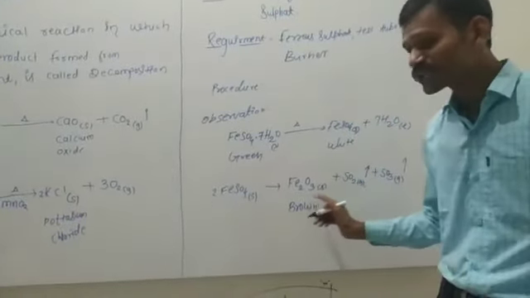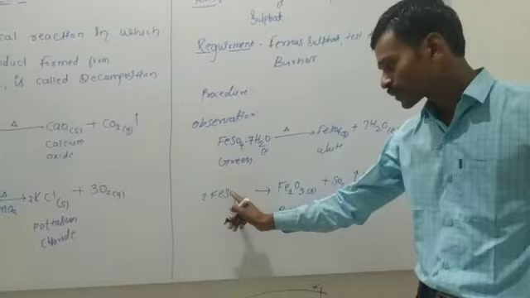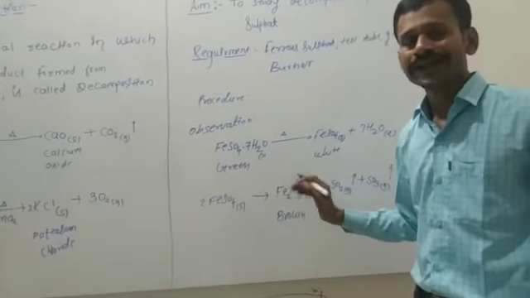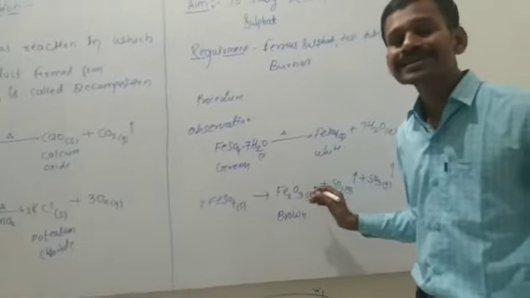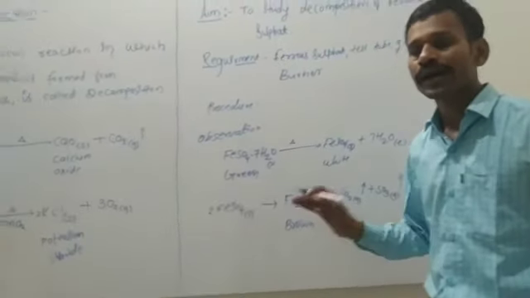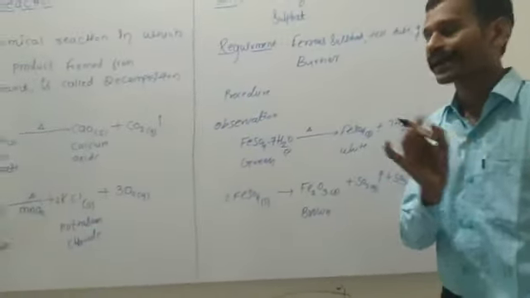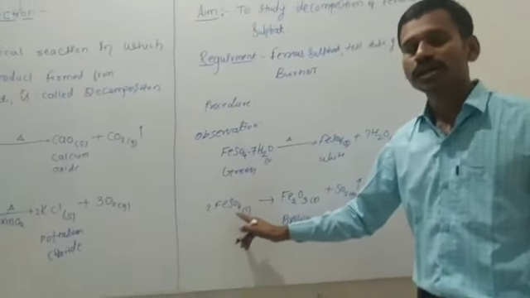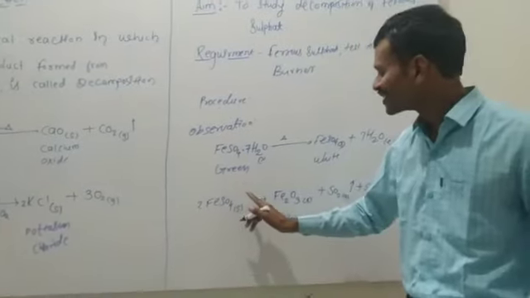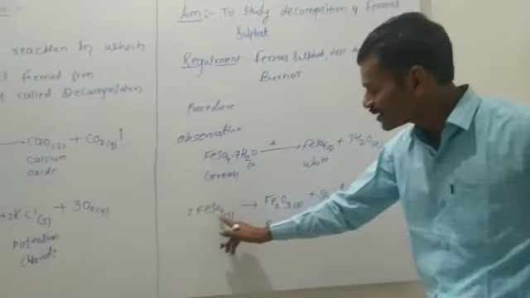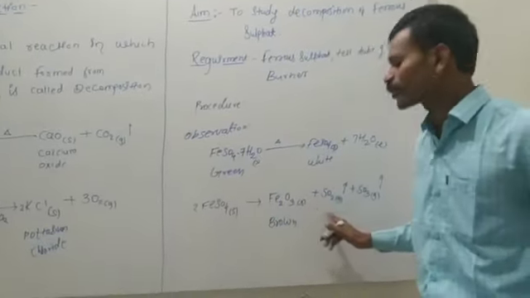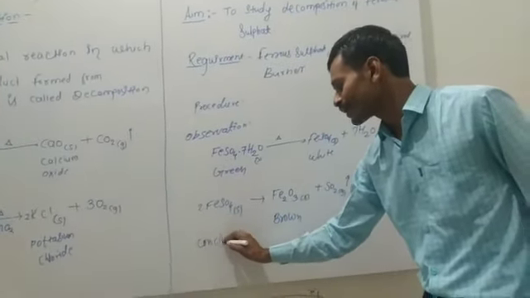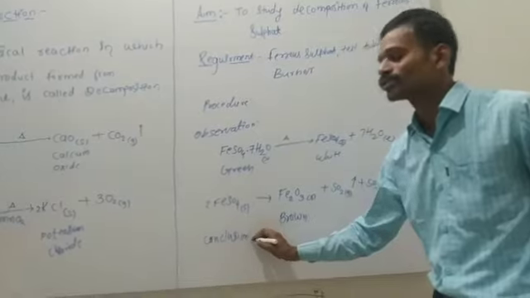Check whether it is balanced or not. 2 sulfur is there, 6 oxygen is there. That's why this is the balanced chemical reaction, and we will conclude that this is a decomposition reaction, because in this reaction from one reactant two products are formed. So the conclusion is that this is the decomposition reaction.